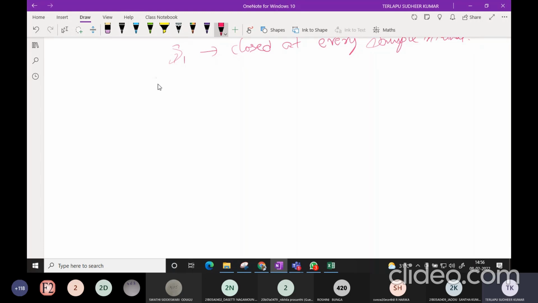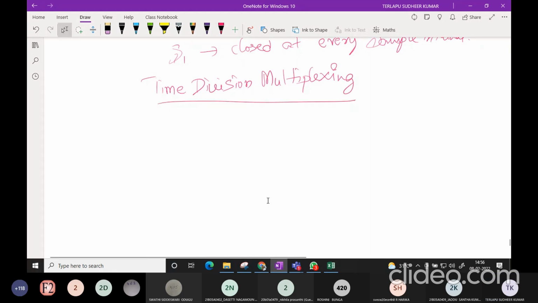Time division multiplexing. What is multiplexing? Passing one or more signals, a number of inputs, through a single channel. Transmitting one or more signals through a single channel. Perfect.